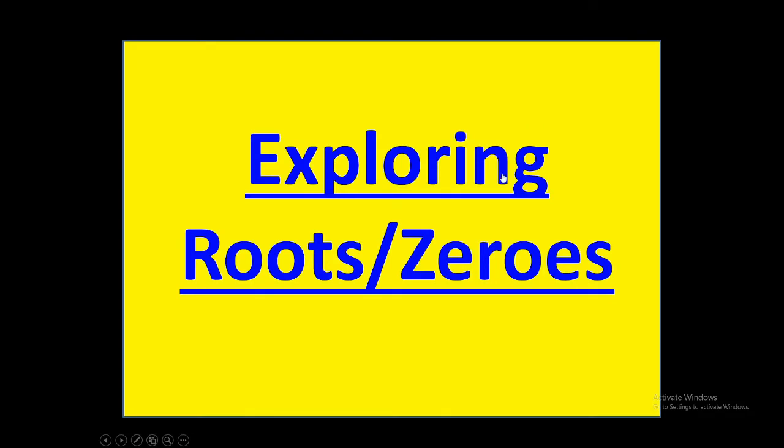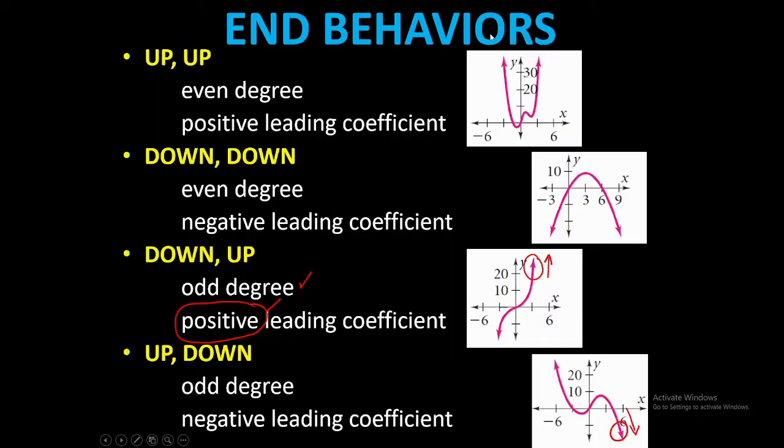For the first graph, both are going up, so it's an even degree. Since both are going up, positive leading coefficient. If both are going down, it's an even degree, and both are going down, therefore it's a negative leading coefficient. So that's how you tell or describe the graph using the leading coefficient and also the degree. Any questions about the end behaviors?